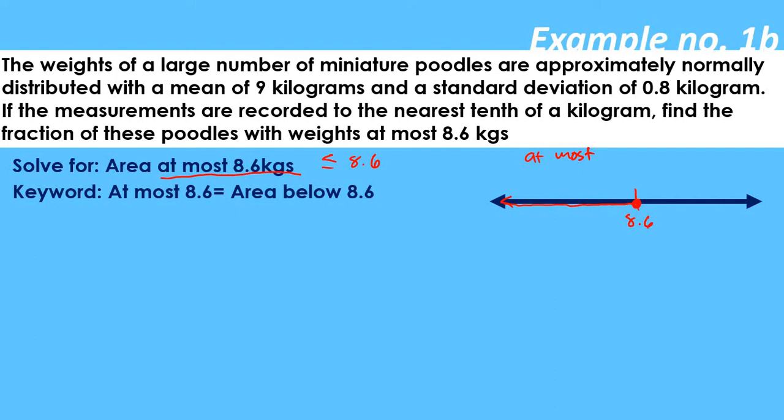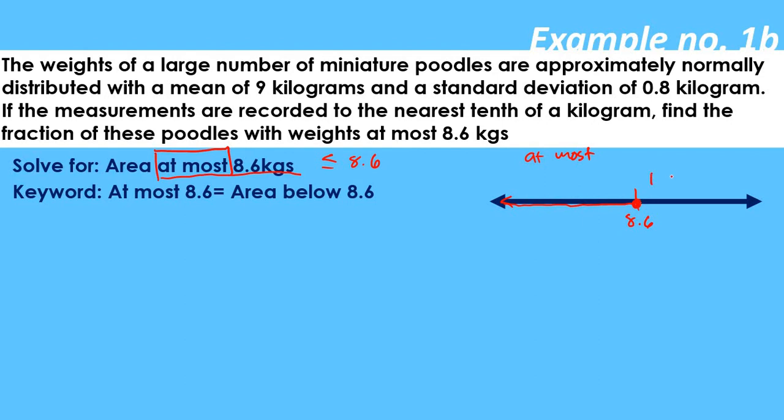Now the next question here is, is 8.6 included or not? Again, we need to define literally the keyword. So the keyword here is at most. When we say at most, should 8.6 be included or not? In terms of symbols, that's less than or equal. So this equal symbol means we will be including 8.6. So if we want to know the area below, including 8.6, we need to add something to the value of x so that it will be included when we consider the areas to the left.